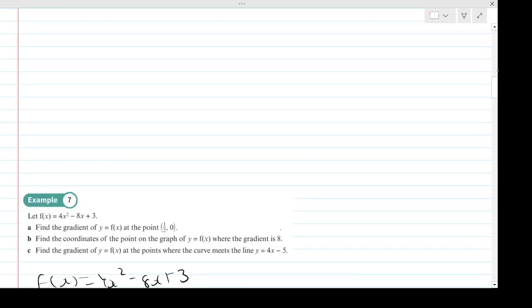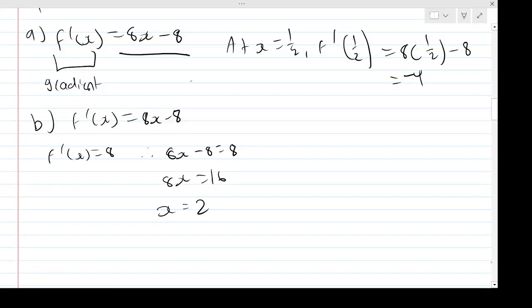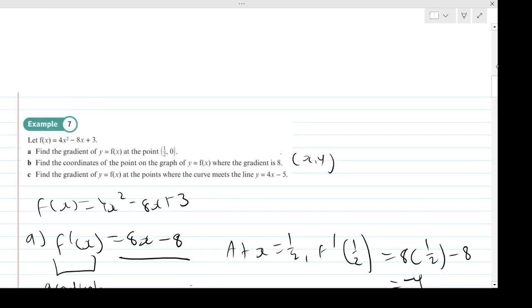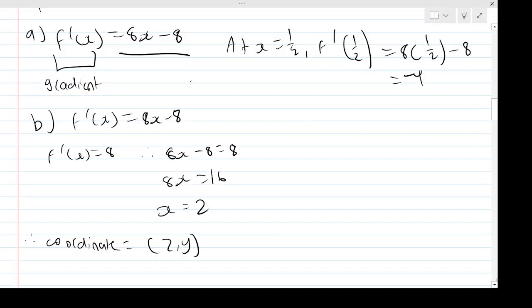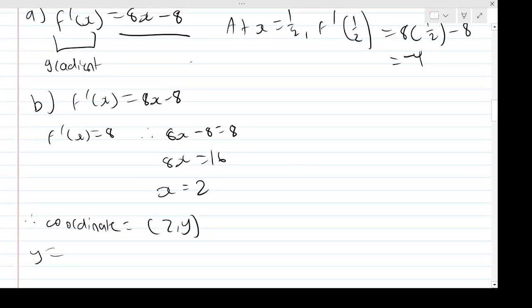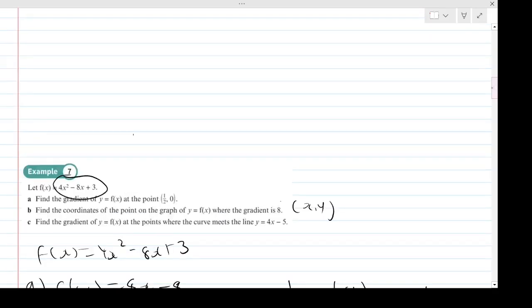But then remember, it told us to find the coordinates. The coordinate is xy. We need a y coordinate as well as an x one. Well, the coordinate is going to be xy, but we know x is 2, so it's going to be 2, y. How do we find the y coordinate then? Well, we're given the original function, that's f of x. So we can find y by substituting x is 2 into it.